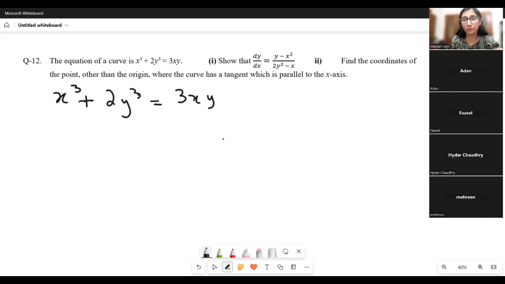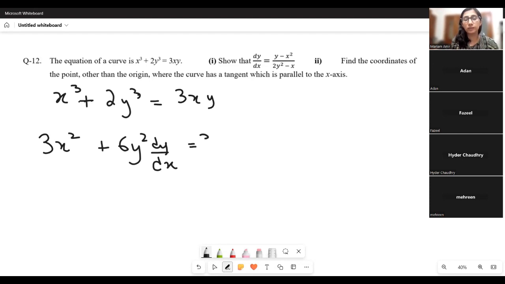Okay. Differentiate with respect to x. So it's going to be 3x squared. There's also a dx over dx with it as well, but it cancels and becomes 1, so I'm not writing it. Then plus 3 times 2 is going to be 6y squared. And this time there's going to be dy over dx with it.